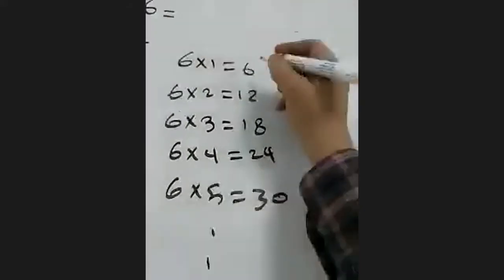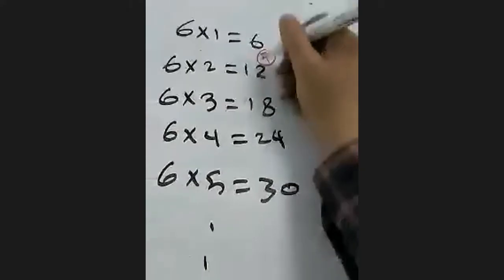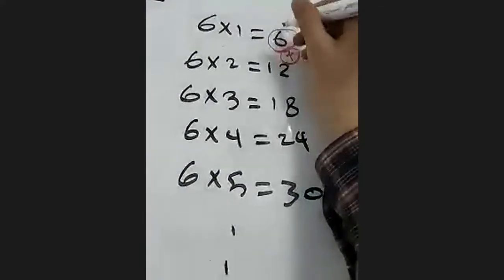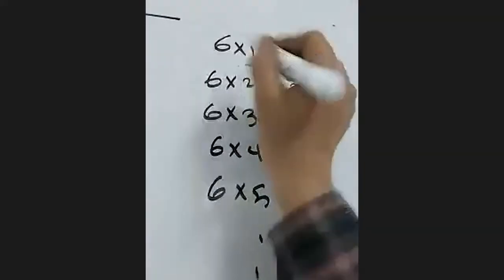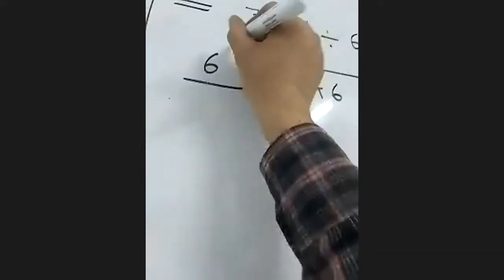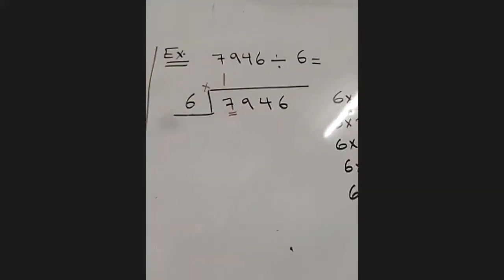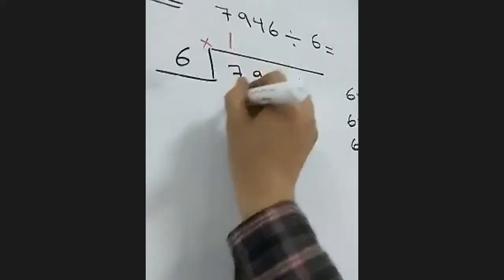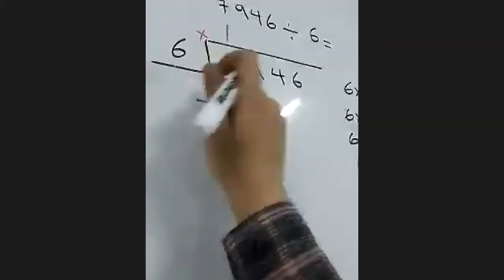But where is the 7? The 7 is here between 6 and the 12. So I will choose the smaller number, which is 6, comes from multiplying by 1. So I will go here and put 1 up, then make multiply. Now 1 multiply 6 is 6. Subtract 7 minus 6 is 1.